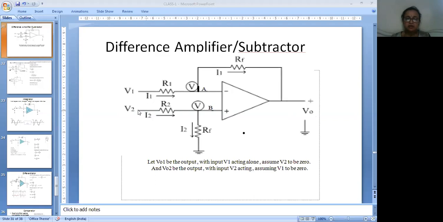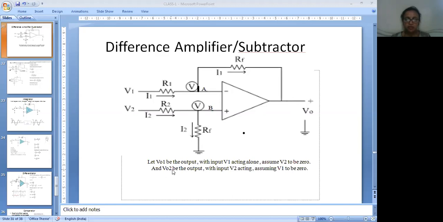Second case, V1 is grounded, and I'm getting the output only due to V2. Then at the end, I'm combining both the cases and obtaining the output for both the inputs. Okay. So here I am taking, let VO1 be the output with the input V1 acting alone. Assume V2 to be 0. Okay. So VO1 is the output with V1 acting alone.